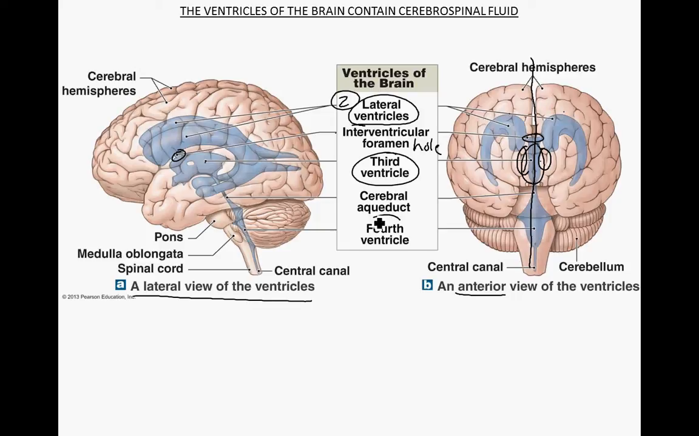The fourth ventricle is then located down here, just anterior to the cerebellum. We see this fourth ventricle area here, and we see it grossly here. Those third and fourth ventricles are connected by the cerebral aqueduct. Aqueduct, of course, is a passageway for fluid or for water. So that cerebral aqueduct connects the third and fourth ventricles. And here's the fourth of the ventricles.